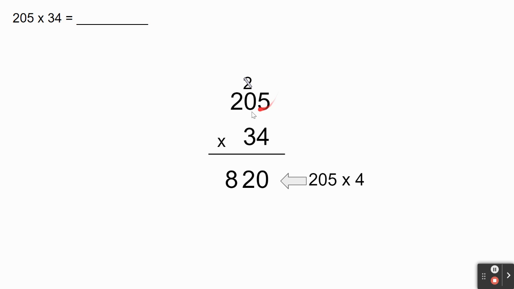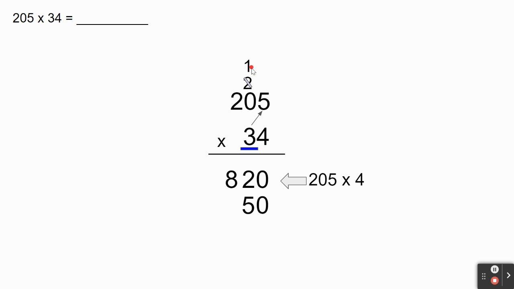Now let's multiply 205 times 30. We can see the 3 is in the tens place, so we need to place a 0 down here in the ones place, so our answer will start in the tens place. First, we're going to multiply 3 times 5, which is 15. So the 5 is going to go at the bottom, and the 1 is regrouped above the next digit we're going to be multiplying.